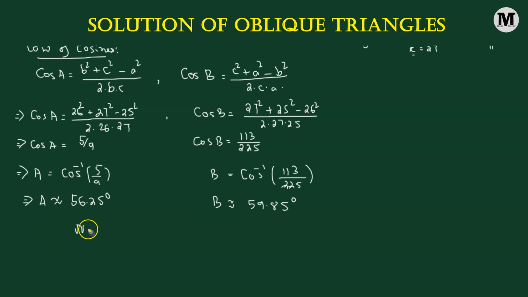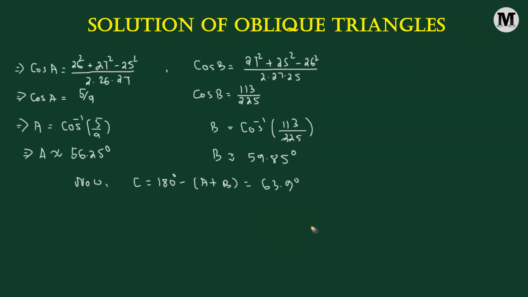So we have obtained the value of angle A and angle B, and then finally we can find the value of angle C. Angle C is simply going to be equal to 180 degrees minus the sum of angle A and angle B. That is going to be equal to 63.9 degrees. So we have successfully obtained the angle measures of all the vertices of the triangle. Thus angle A is 56.25 degrees, angle B is 59.85 degrees, and angle C is 63.9 degrees.